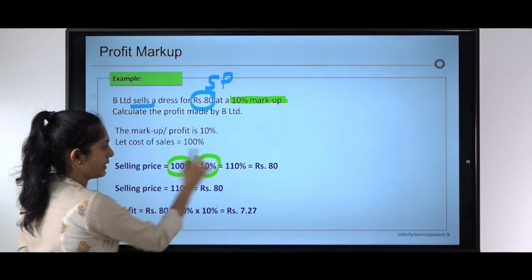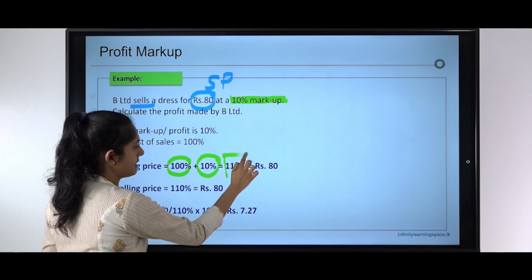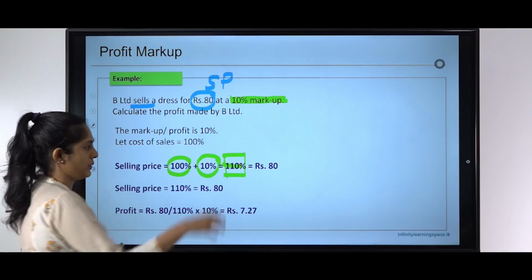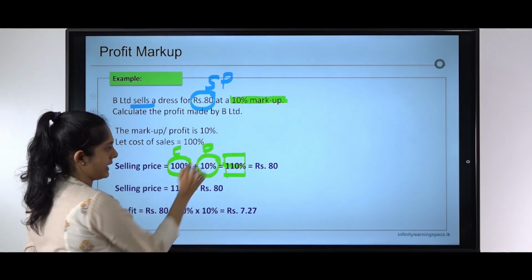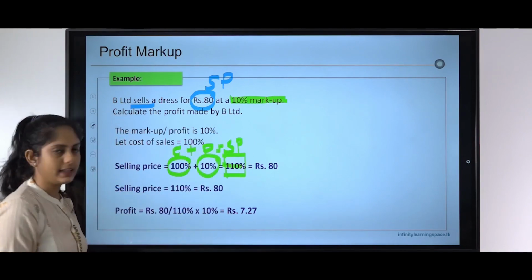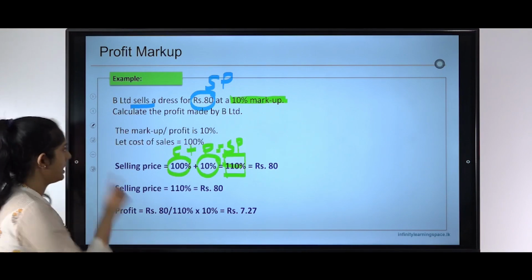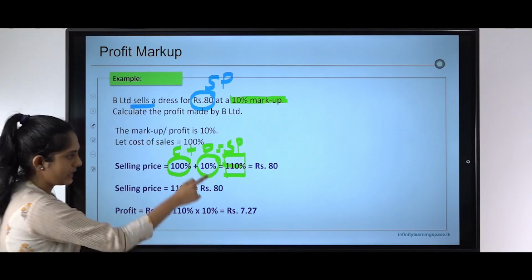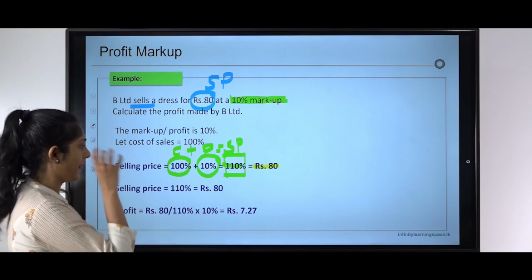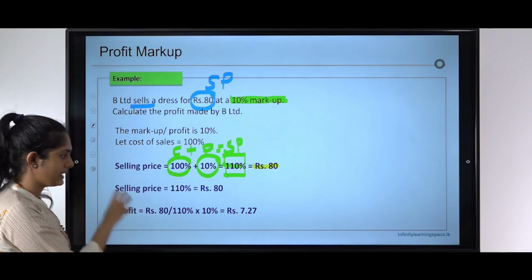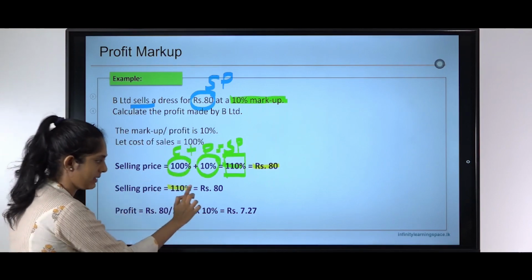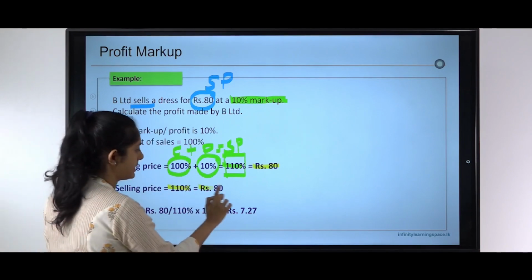To that, if you add a 10% profit, this signifies 110%, right? If your cost is 100, you add a profit of 10, you get a selling price of 110%, right? This is in percentages. But additionally, you know that 110% is equal to 80 rupees. So now you can work backwards. If the selling price 80 rupees is 100% cost plus 10% profit, which is 110%, then 110% equals 80 rupees.